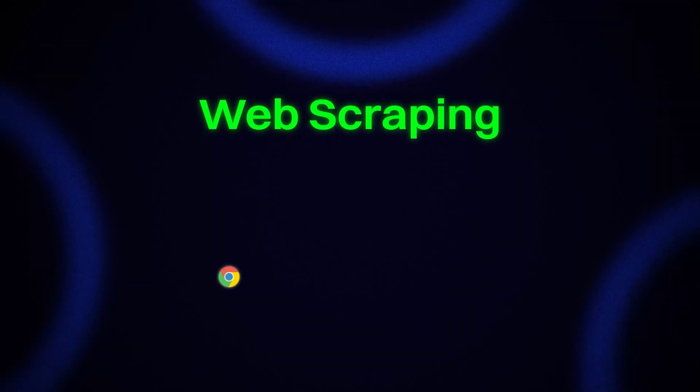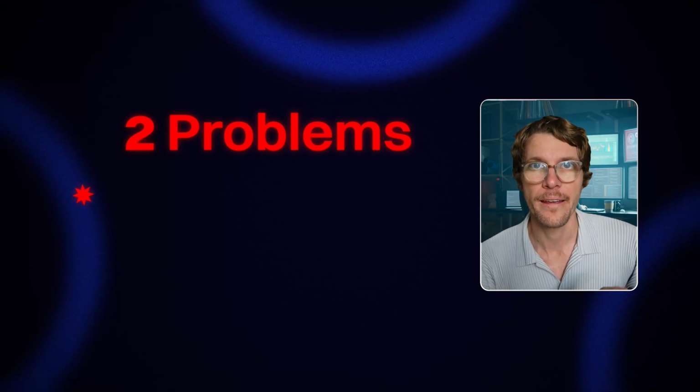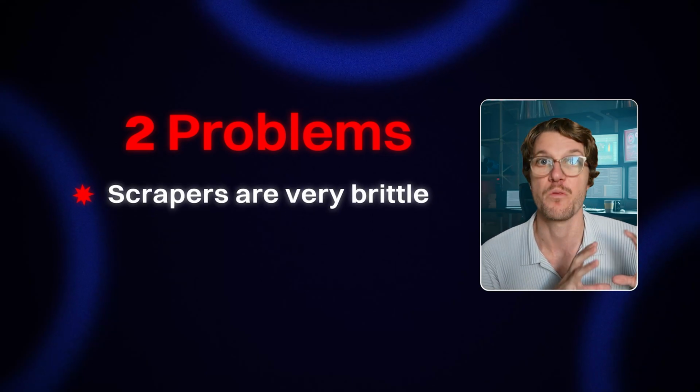So web scraping is just a way to get data from the internet. But traditionally, there have been two big problems with scraping. Number one is scrapers are very brittle. They break often when websites change, which, as we know, they do all the time.